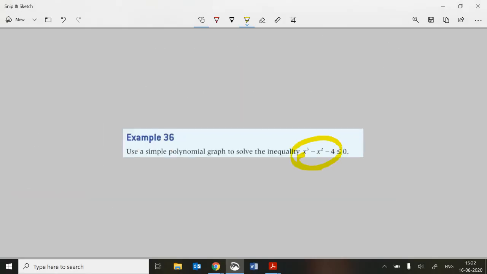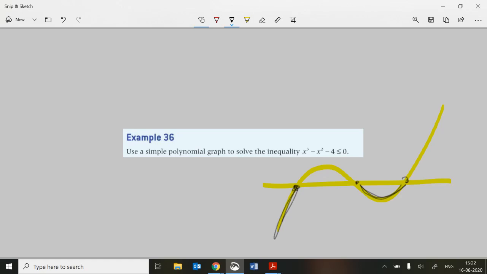I just take this, plot this, and find out when is that cubic. I don't know what it's looking like, but when is this cubic here underneath the axis? Okay, because it's saying when is this less than or equal to 0? So here and here. So you should get something like this. Okay, and it's allowed to be equal to those points there as well.